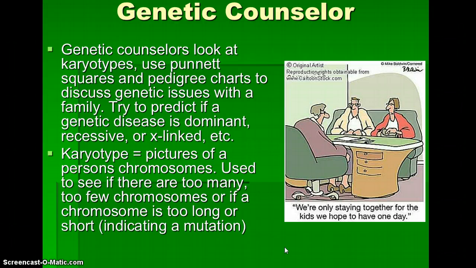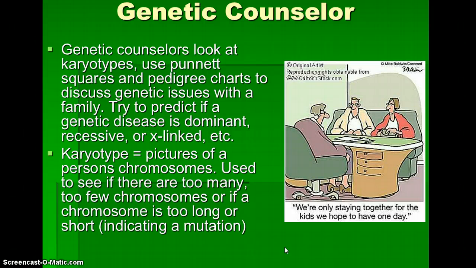Genetic counselors look at karyotypes. They use Punnett squares and pedigree charts to discuss genetic issues with a family. And they try to predict if this disease is an autosomal dominant disease, is it autosomal recessive, is it X-linked, is it due to incomplete dominance, and then discuss options for the family and possibly discuss how you can treat the symptoms of the disease. Remember, you can't cure genetic diseases because we can't change your genes.